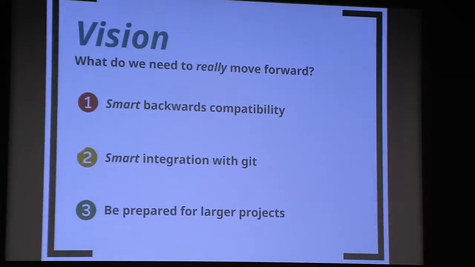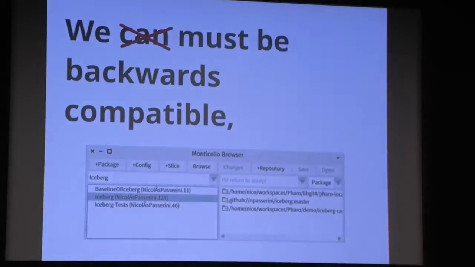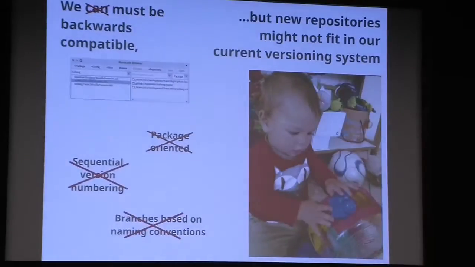The first one is how we relate to Monticello itself. We must be backward compatible. That is not negotiable. We cannot forget about it. But we have to be a little smarter about how we are backward compatible, because I think that many Git tools try to put a square into a triangle.